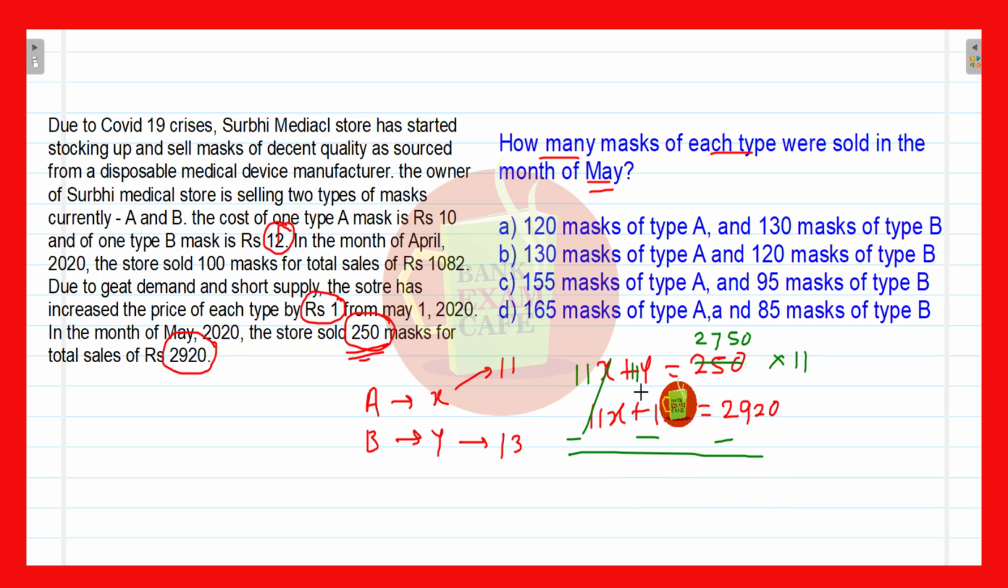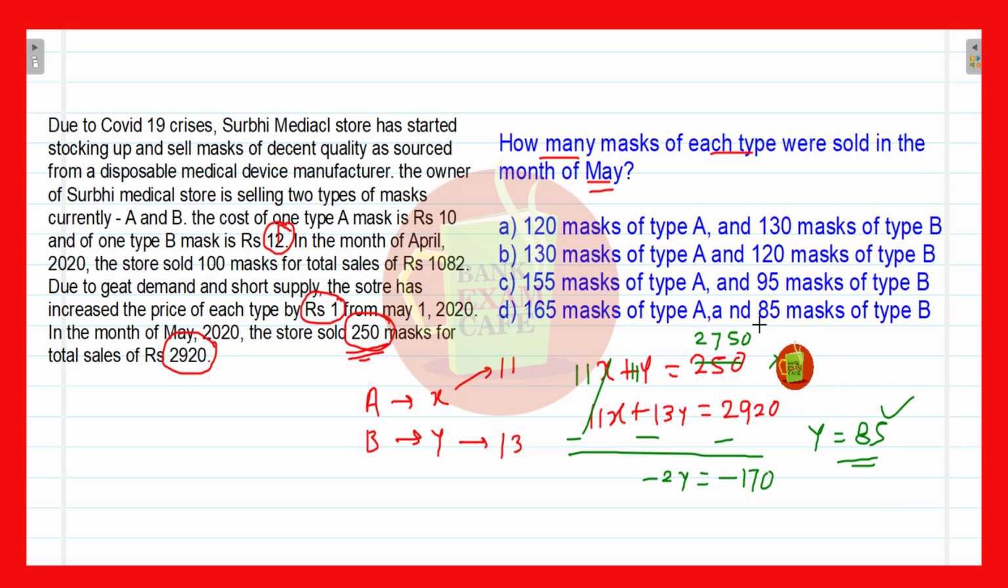So the 11x will be cancelled out. So 11y minus 13y is minus 2y, which is equal to 2750 minus 2920, that is minus 170, and therefore y is equal to 85. It means the B type of masks sold were 85.